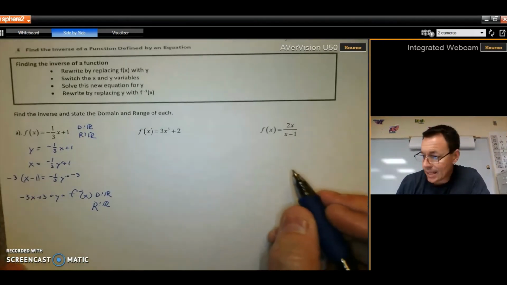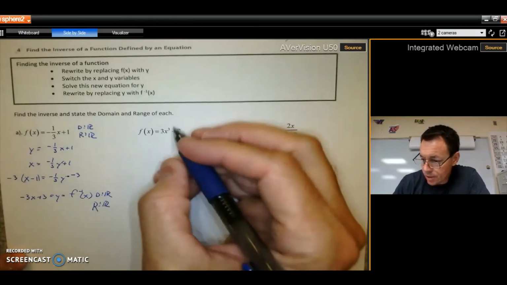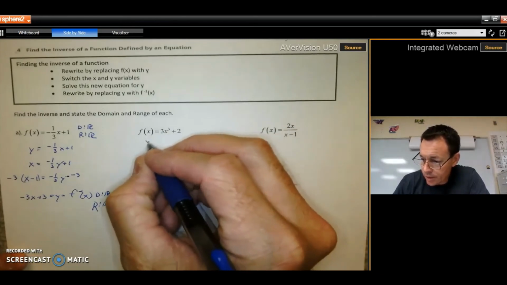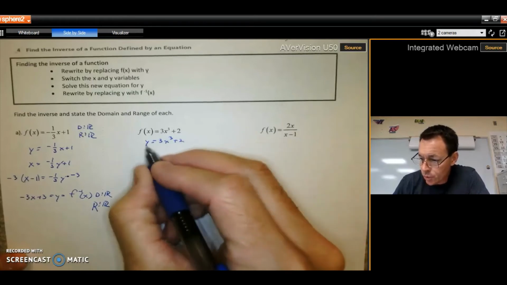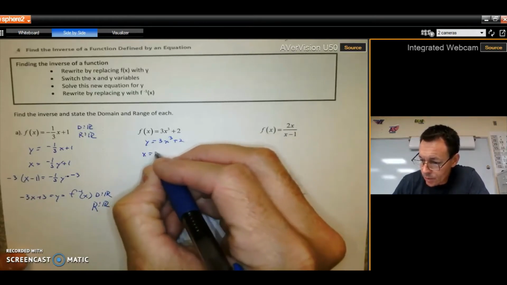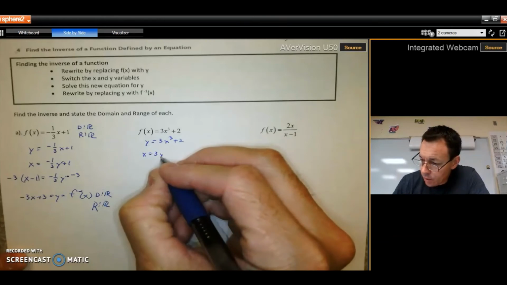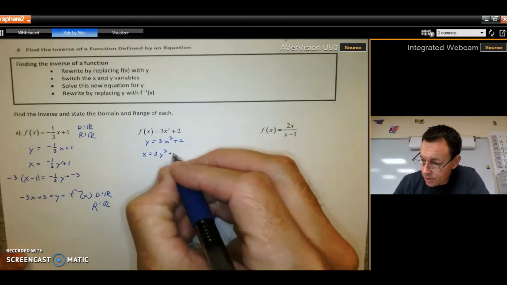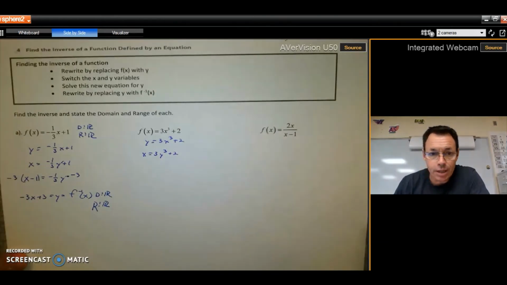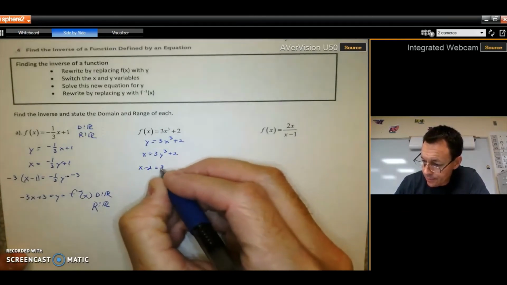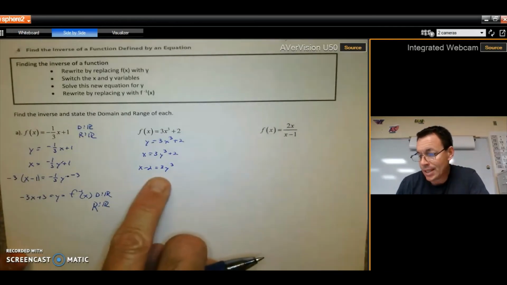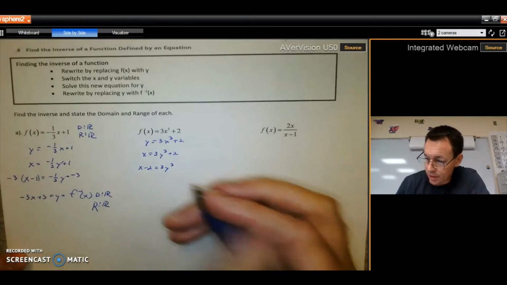All right, so second example. Again, first things first, we're going to rewrite this as y equals 3x cubed plus 2. We're going to switch our x and our y, so x equals 3y cubed plus 2. Now our job is to resolve this for y. So we need to get rid of the plus 2, so x minus 2. Now we need to get rid of the 3 that's multiplying, so we're going to divide by 3.